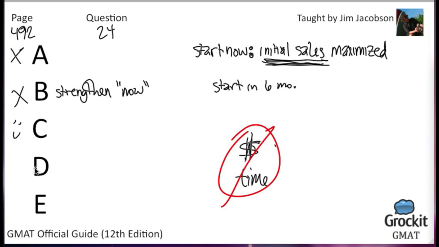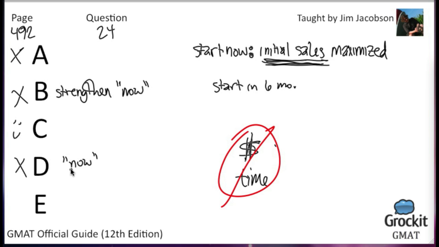Choice D, Plexus's major rivals in the computer chip manufacturing business are developing a chip with capabilities that are comparable to those of Plexus's new chip. If anything, that's in the now camp. Start now so that they can maximize their initial sales because they'll be fighting for market share later. That's not right.